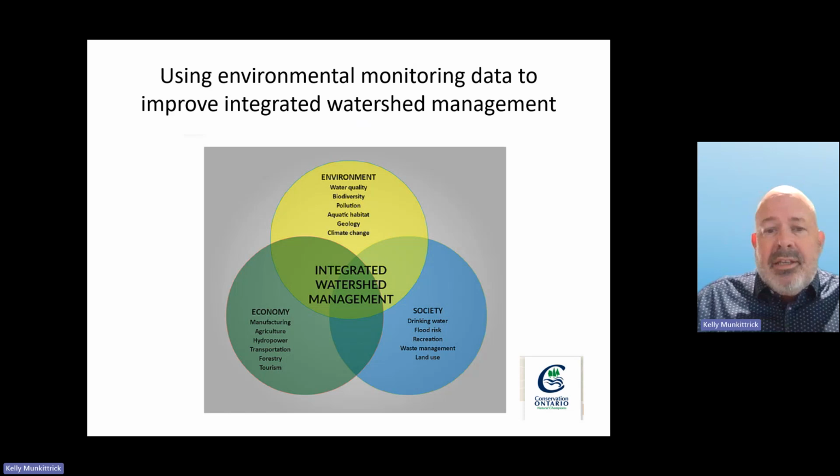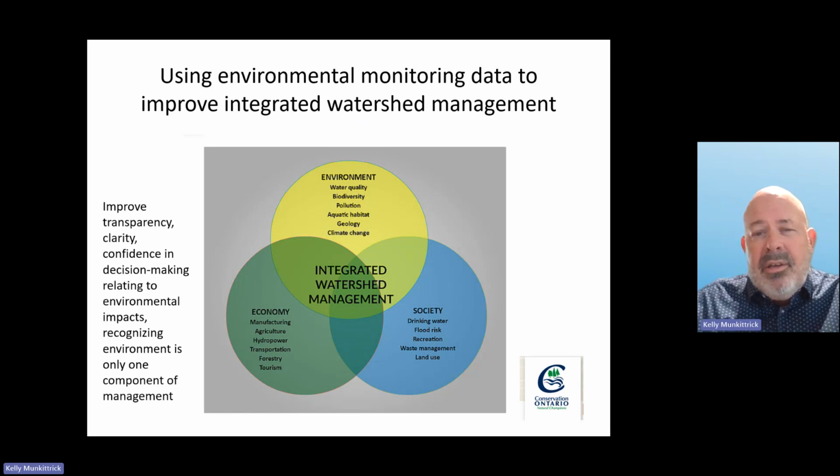I recognize that integrated watershed management includes economic and societal considerations, but I'm going to focus today on the environment and talk about trying to improve transparency, clarity, and confidence in decision-making relating to environmental impacts, recognizing environment's only one component of management.